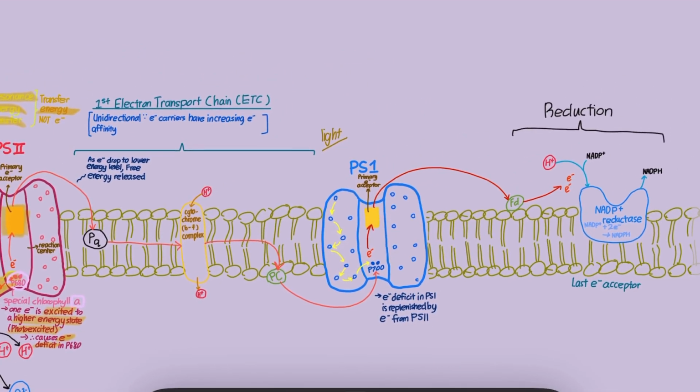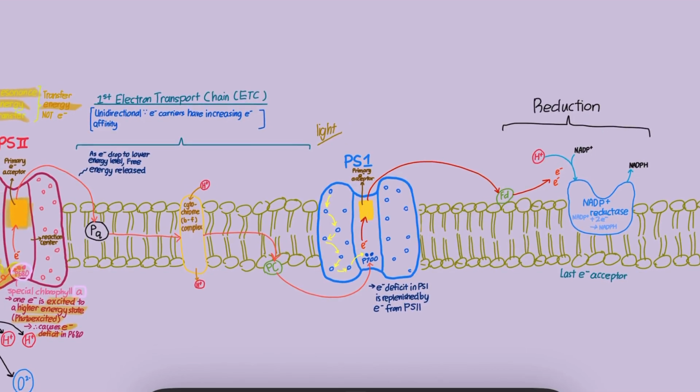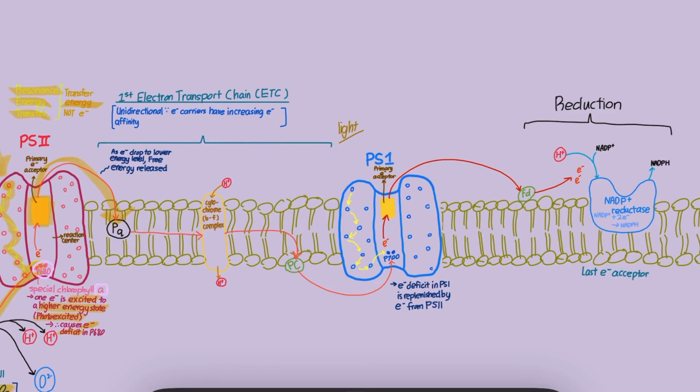Now that the primary electron acceptor has a photoexcited electron, it is passed from photosystem 2 to photosystem 1. It is worth noting that PS2 and PS1 are named in order of when they were discovered, so PS2 is actually the first system in a non-cyclic reaction, despite its naming.